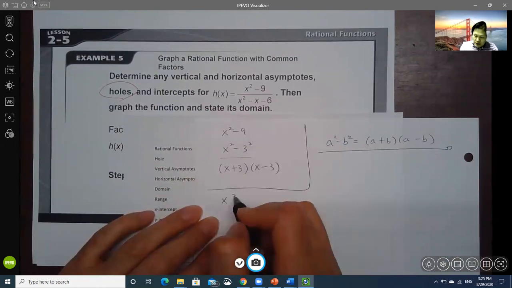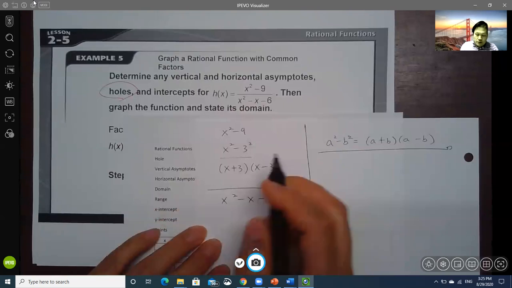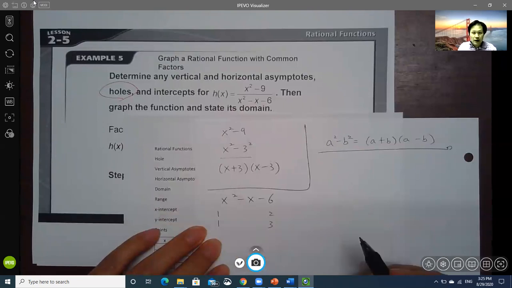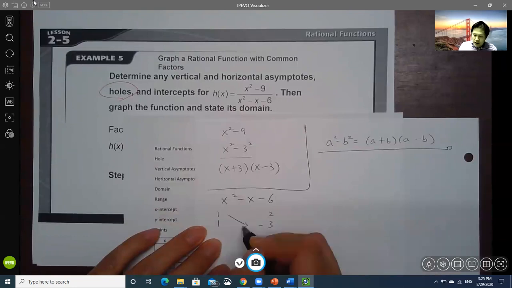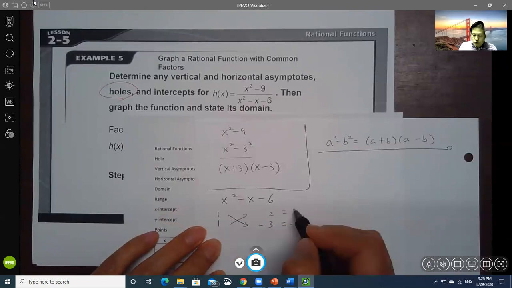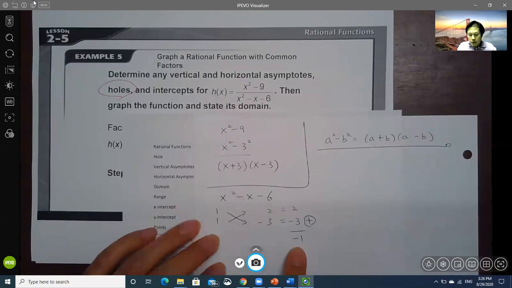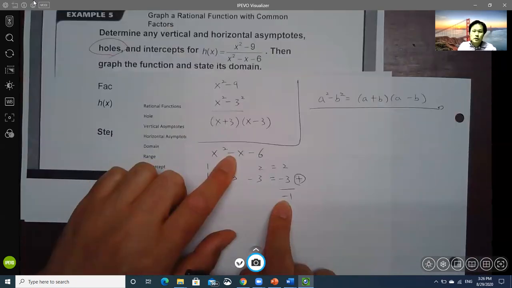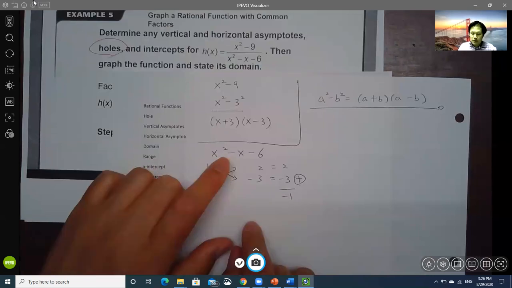x squared minus x minus 6. 1 times 1 makes 1. 2 times 3 makes 6. I need a minus 6, so you need a minus somewhere. Multiply these two: 1 times minus 3 makes minus 3. 1 times 2 makes 2. Add them, you get minus 1. This number should match the coefficient of x. And they do match, meaning we found the combination.